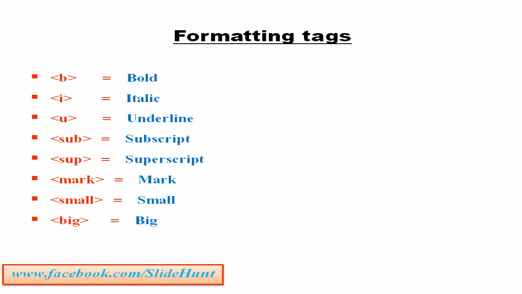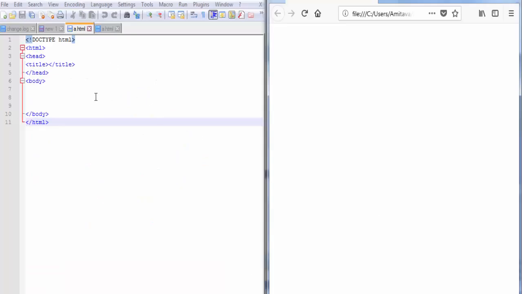So let's see how different tags change the appearance of your web page. This is our HTML document. Here we write our code and we see the result here. So I'm going to start with the b tag. The b tag is used to display the text in bold. The text that you want to print in bold, put that part inside the b tag.